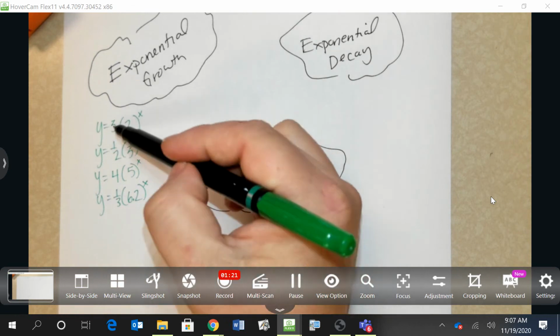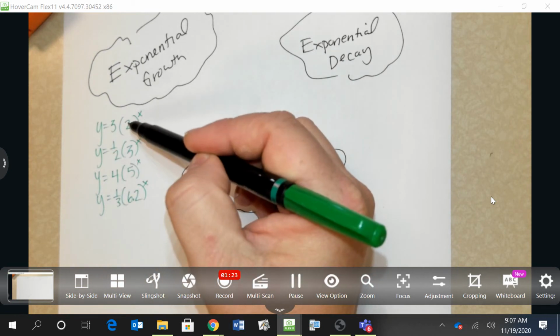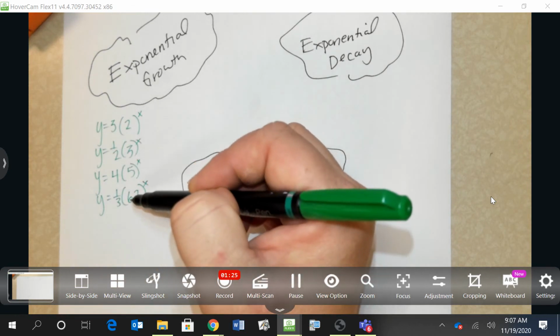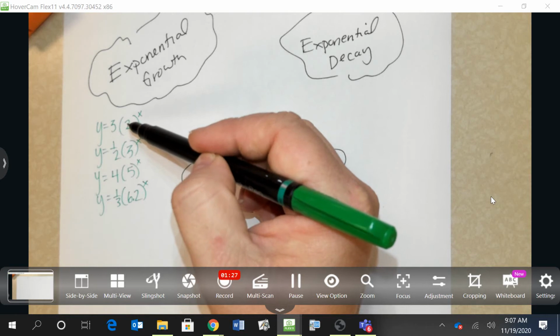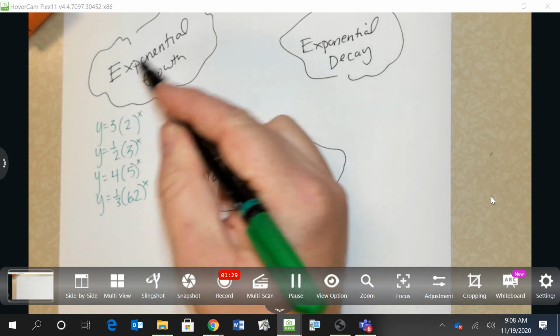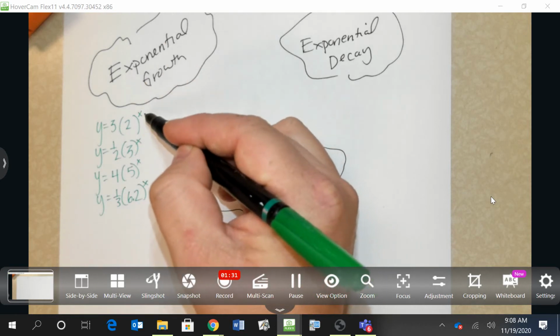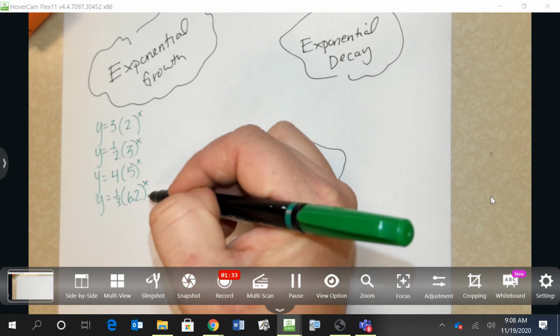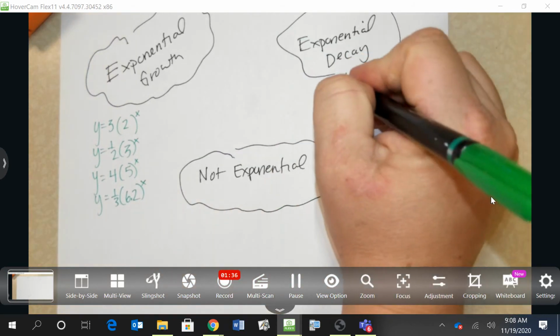With all of these, the number in front was positive. The number or the rate inside of the parentheses was greater than 1, not equal to 1, greater than 1. And again, if it's exponential, the variable must be in the exponent position. Now, what about exponential decay?